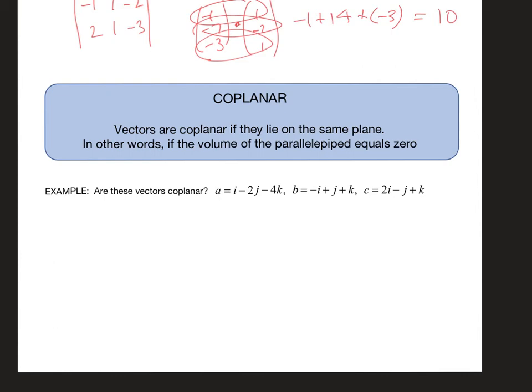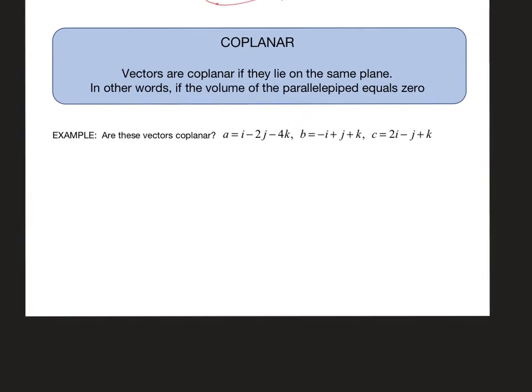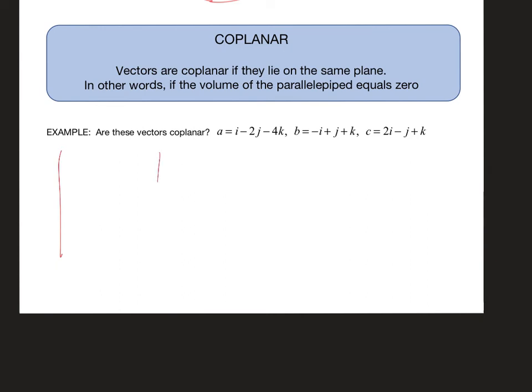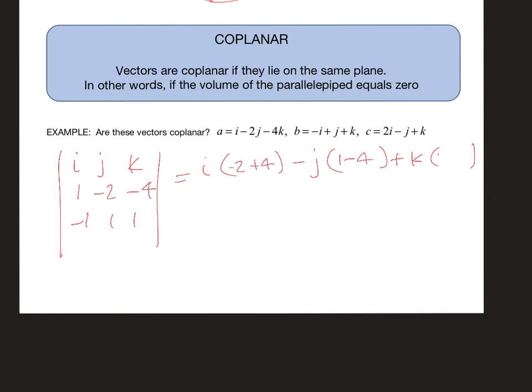So I'm going to do the exact same thing I just did. I'm going to do the cross product with A and B, which would be vector, let's see, 1, -2, -4, and for B, -1, 1. Expansion by minors will become sort of second nature after doing all these problems. So this becomes -2 plus 4, for J, 1 minus 4, and for K, 1 minus 2. So my resultant vector is 2, 3, -1. That is perpendicular to both A and B.